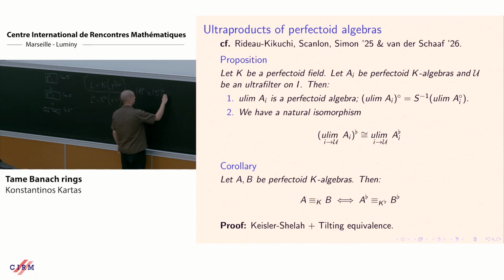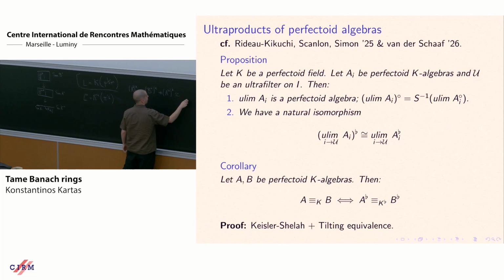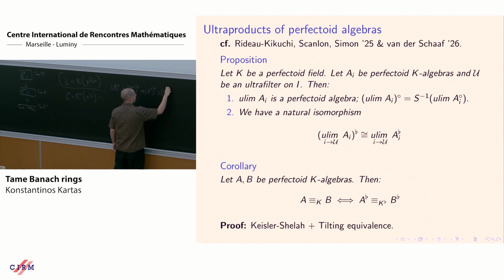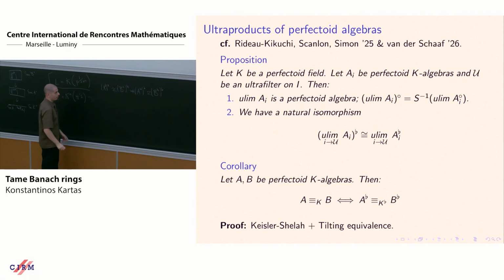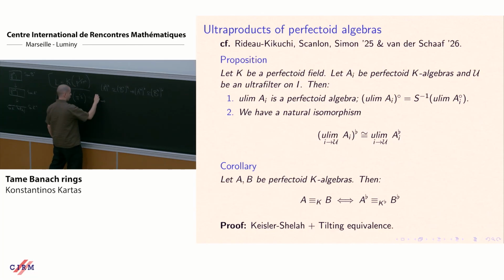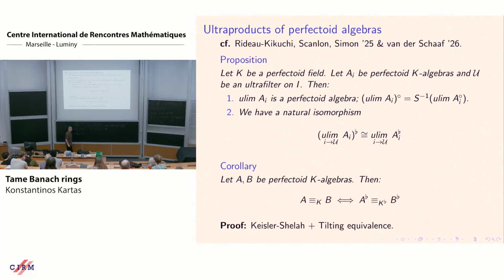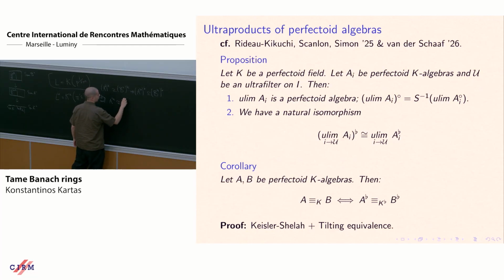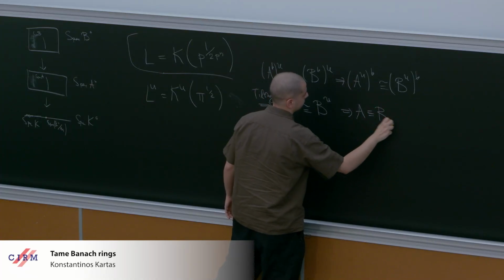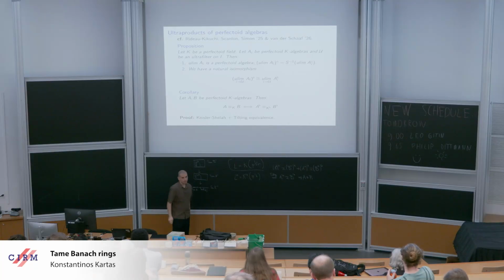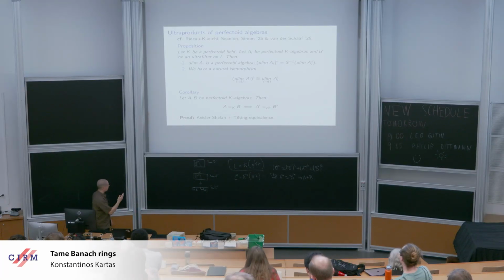But now we also know that tilting commutes with ultra powers. And we also know that tilting induces an equivalence of categories between perfectoid K algebras and perfectoid K flat algebras. So essentially, you get that this is an isomorphism as well, and then you can go back. So it's really a formal consequence of these two facts.